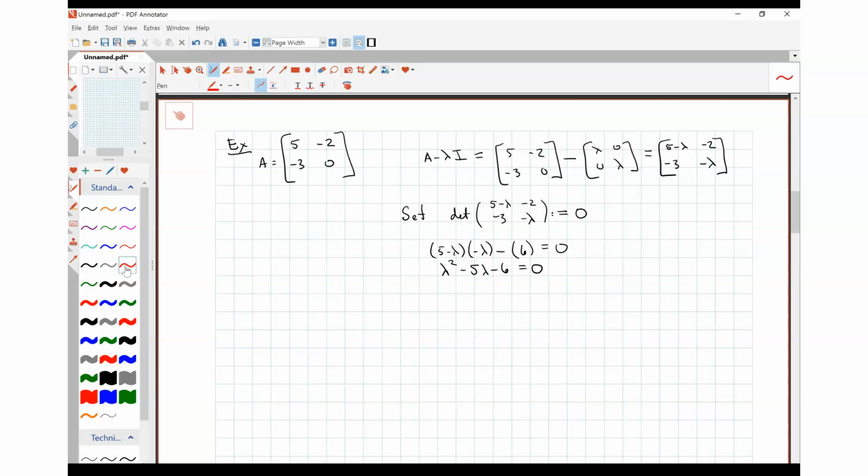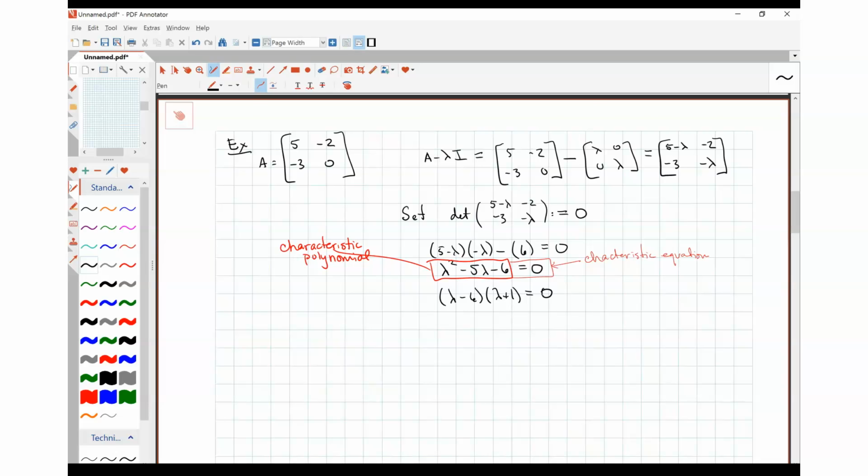And just while I have one of these up, this thing right here is called the characteristic polynomial. And when you add the equal sign to it, then you get the characteristic equation. So people will talk about finding the characteristic polynomial and setting it equal to 0. This is what they're talking about. Okay, so this is not too hard a quadratic equation to solve. So this will just be (lambda minus 6) times (lambda plus 1) equals 0.